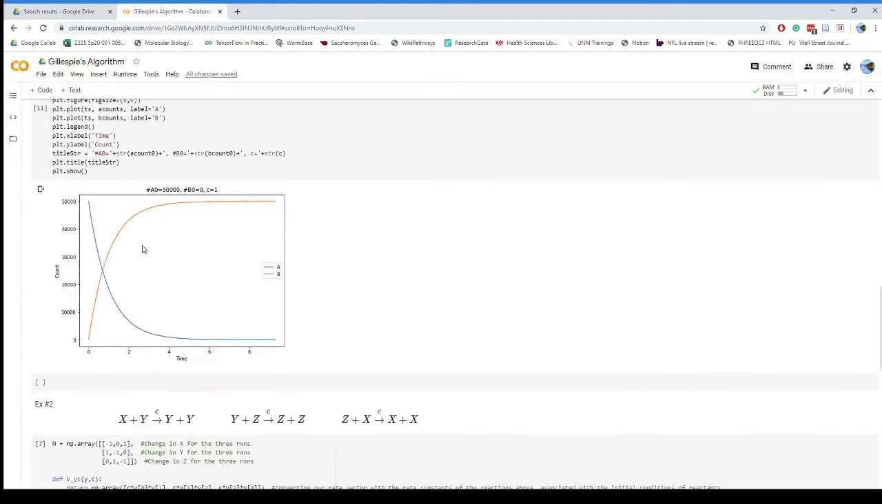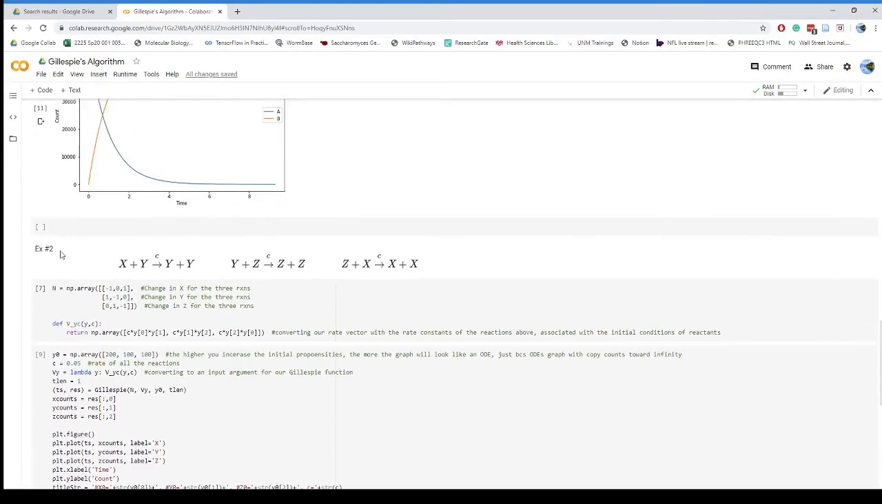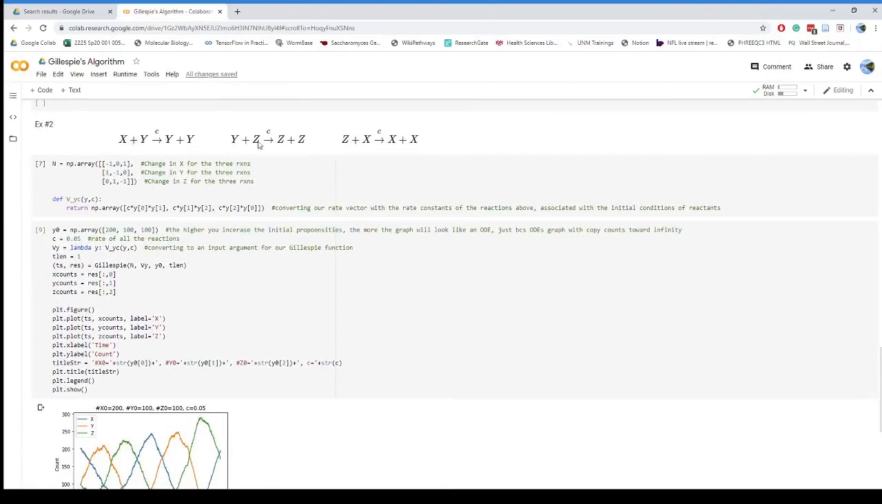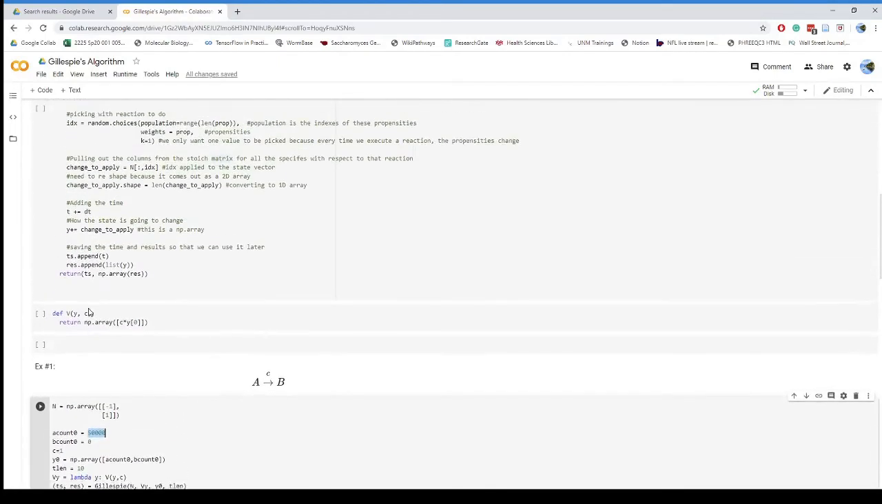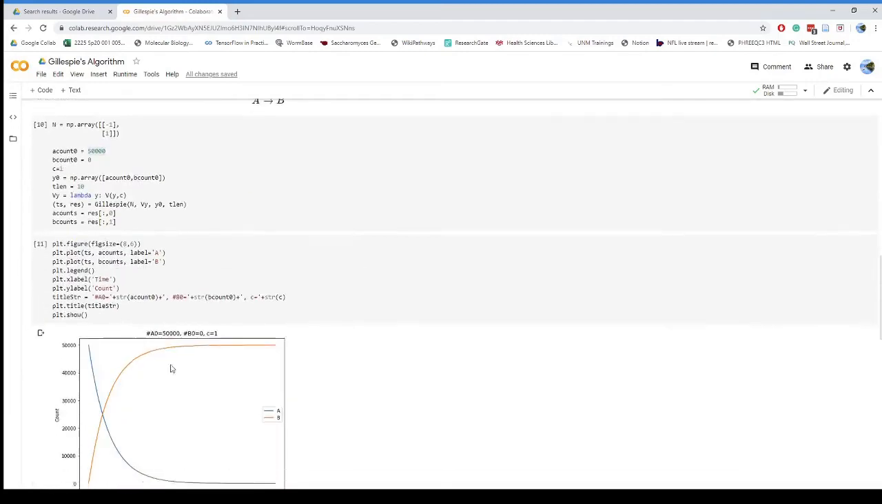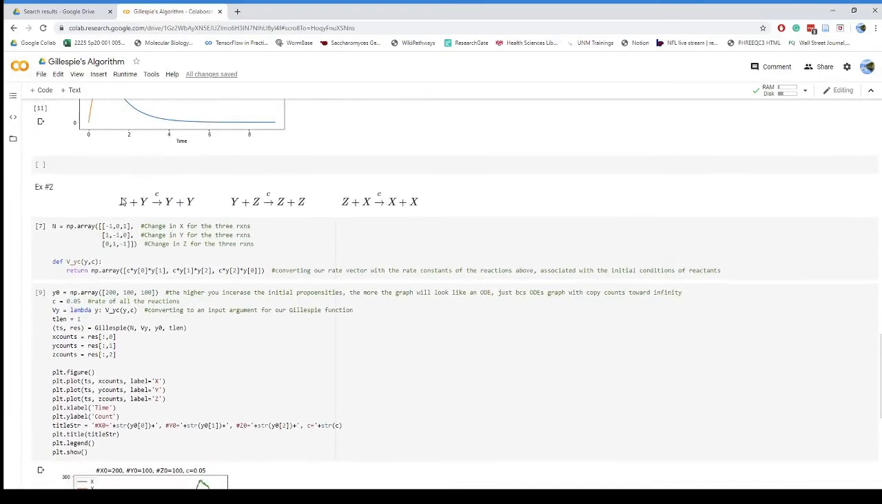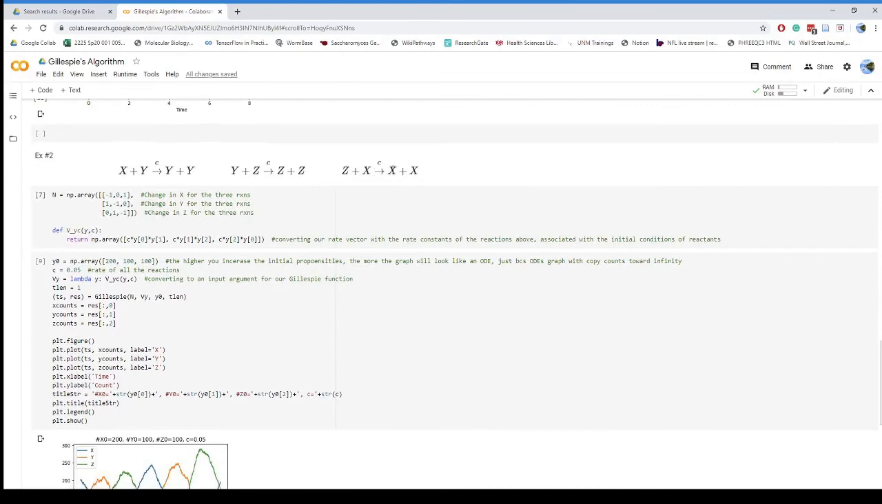Anyway, so that's that. If we jump into example 2, here I defined 3 different equations using 3 different X, Y, and Z reactants and products, and they're all with the same rate, C. I guess I called it K in my first video, but then I had it as a C in my code, so I'll just stick with C. The first one, X and Y combine to be Y and Y. Second one, Y and Z combine to be Z and Z. And third one, Z and X combine to be X and X.